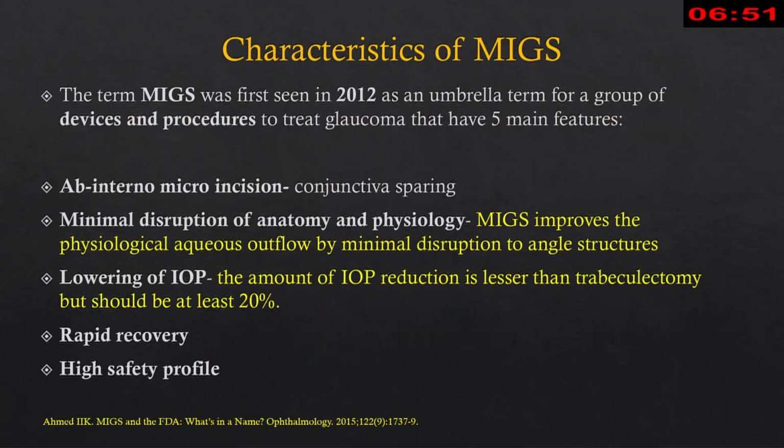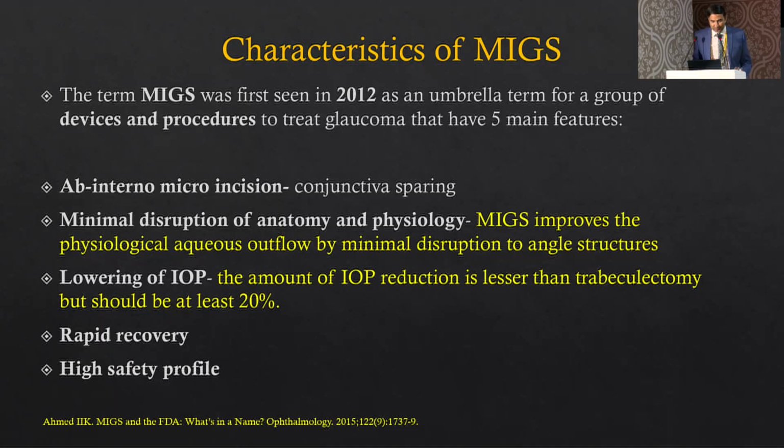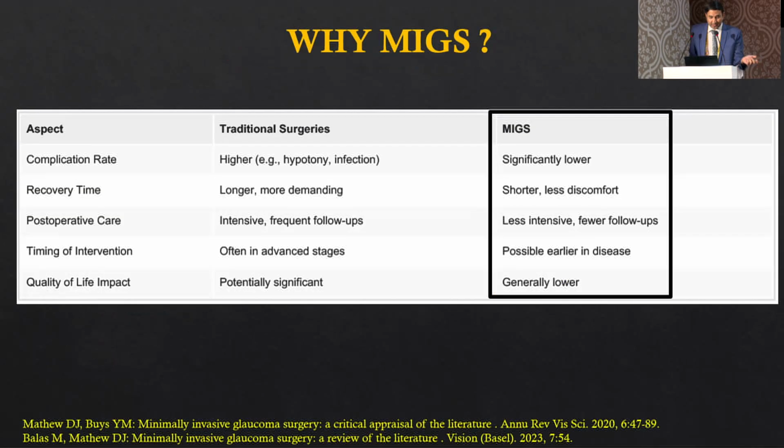The term MIGS was first seen in 2012 as an umbrella term for devices or treatments which have 5 main features: ab interno microincision, conjunctiva-sparing surgery, because previously all the surgeries involved opening of the conjunctiva, minimal disruption of anatomy, lowering of IOP by at least 20%, rapid recovery and a high safety profile.